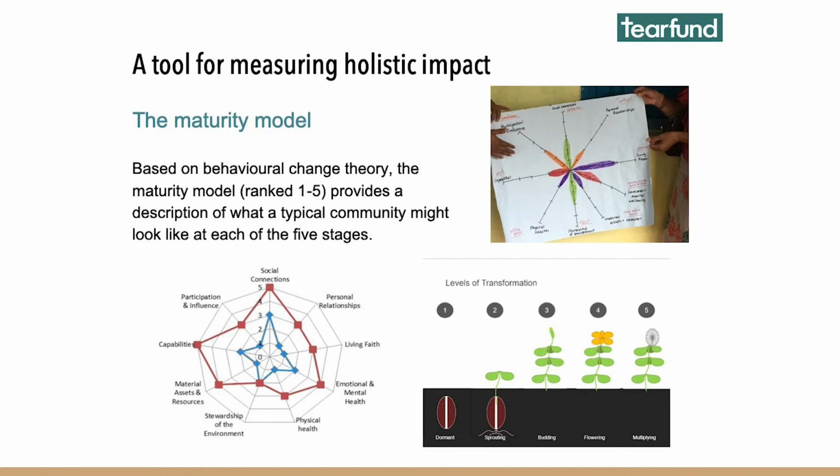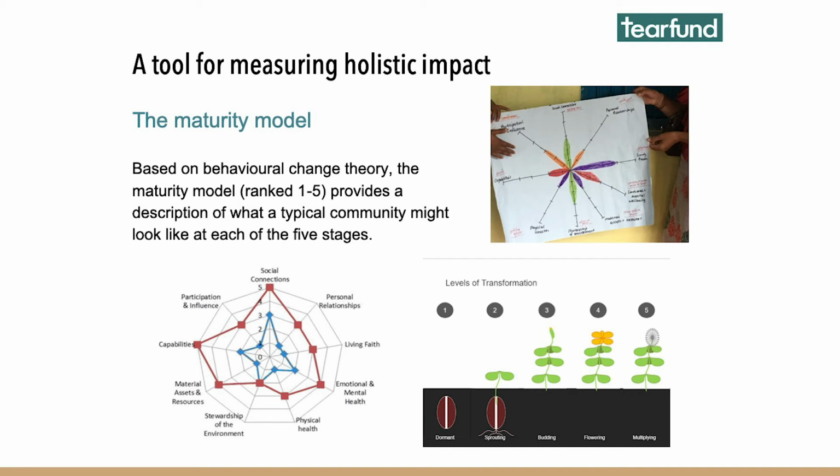Yes, great. So the Light Wheel has a maturity model that goes with it, and that's based on behavioural change theory and ranges from level 1, which is the weakest level, through to level 5, which is really an ideal situation. So the maturity model helps to paint a picture of what a typical community would look like as it journeys through from level 1 to level 5.